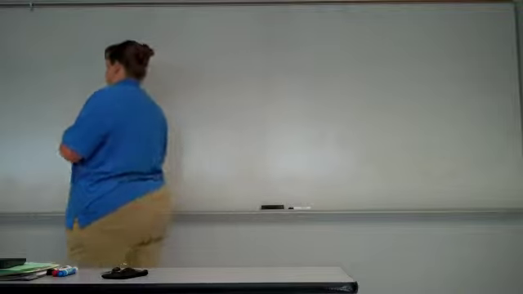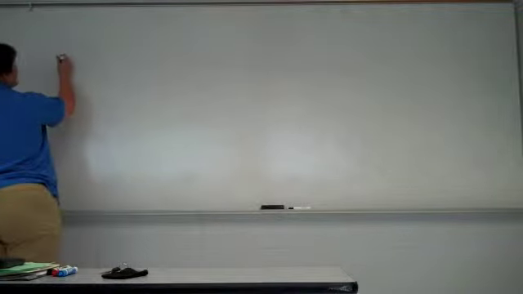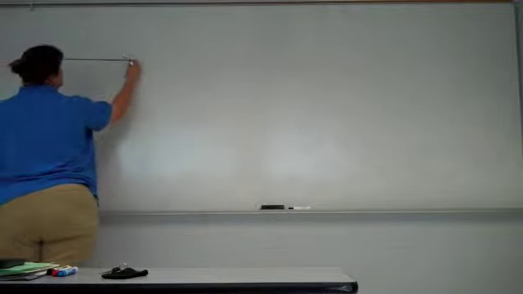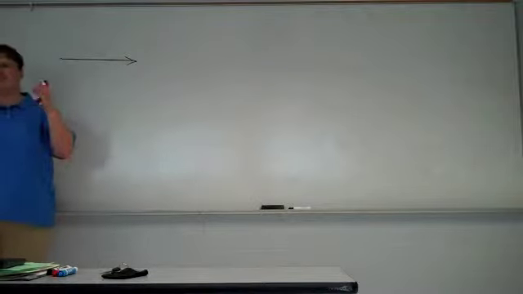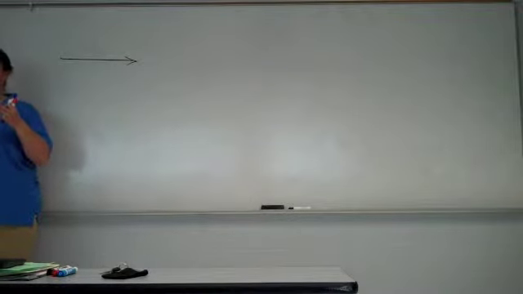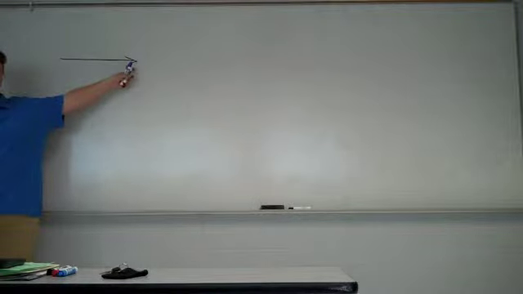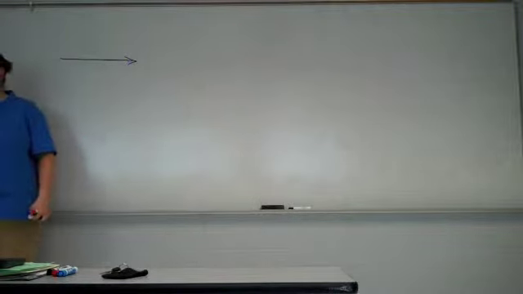A vector. Regardless of what it's representing, a vector's length always represents the magnitude of the number, and the arrow, the direction you point the arrow in, represents the direction it points in.